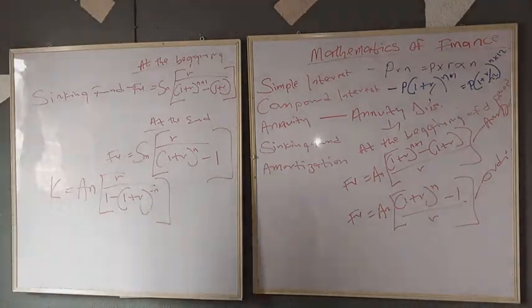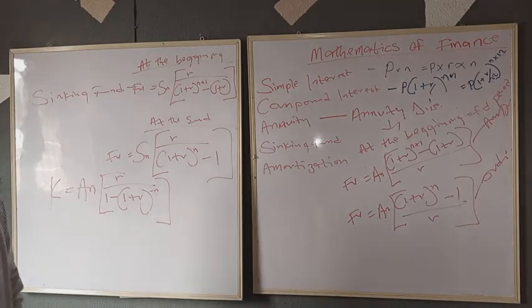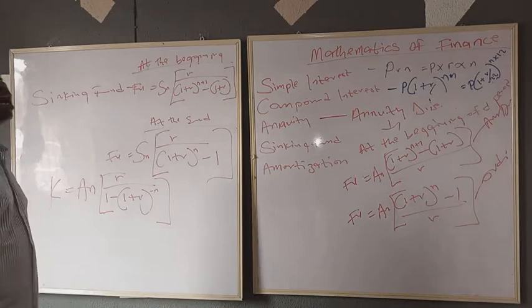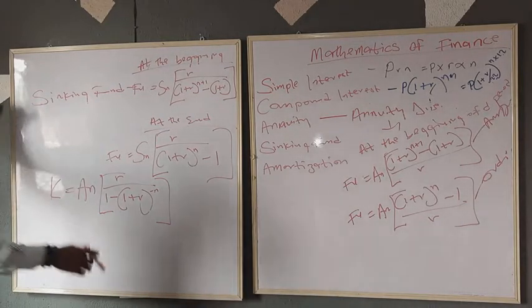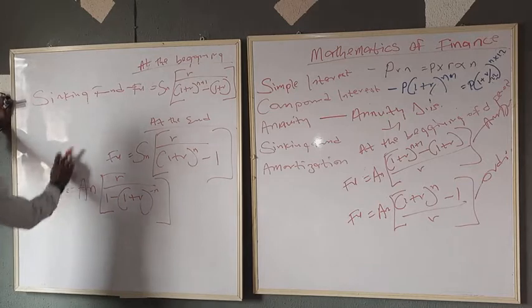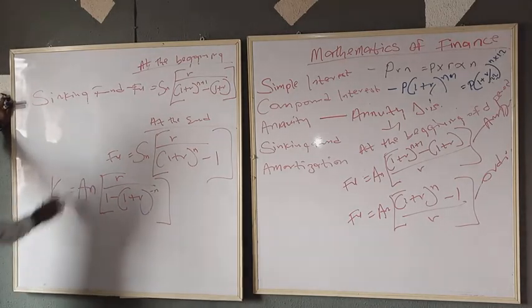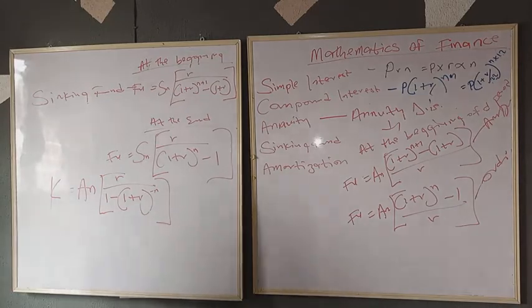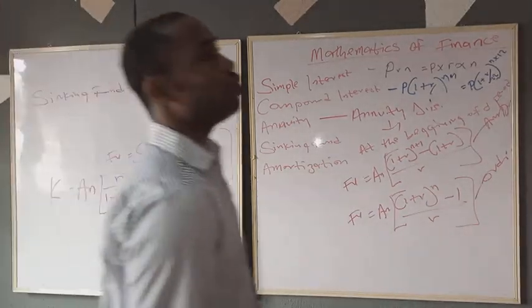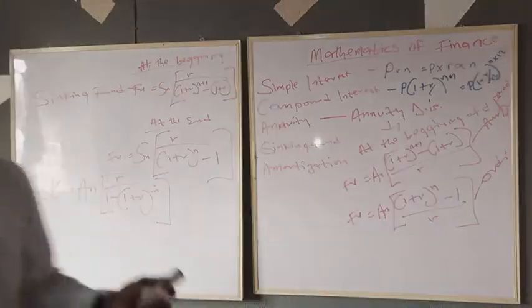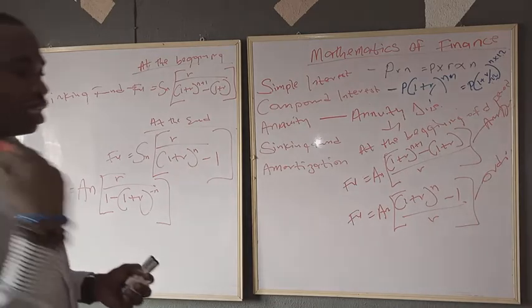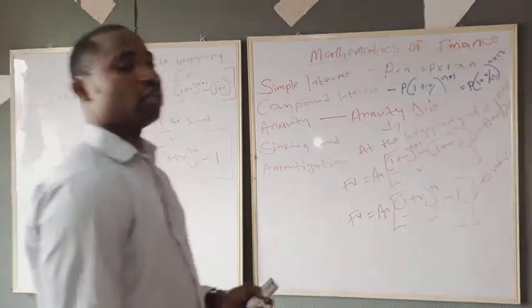Then for the amortization, which is the repayment of the loan between the owner and the borrower, this is the formula for calculating it. Amortization is the amount of money that we have to be paying. Let me say we are owing the bank, let's say 100,000, and they want to be collecting interest of 10,000 naira every year. So now amortization will tell us how we can split that money.